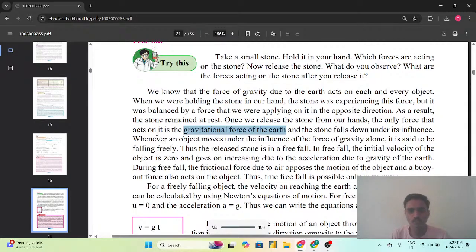Due to this, the stone falls onto the ground under the influence of the gravitational force. Whenever an object moves under the influence of the force of gravity alone, it is said to be falling freely. Thus, the released stone is in free fall.